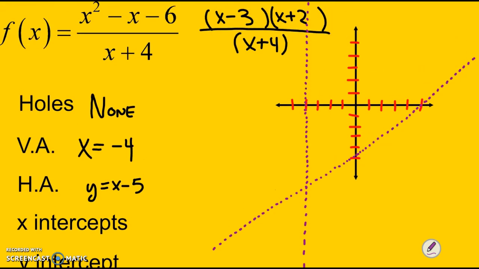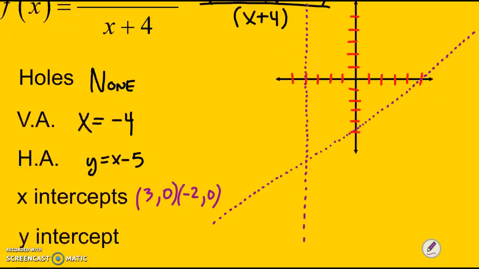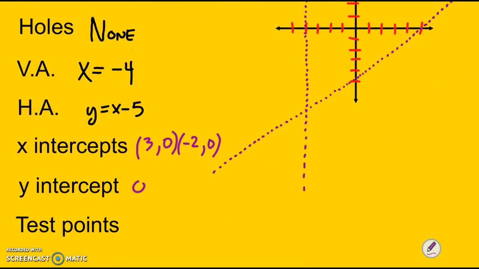Now, any x-intercepts? I have 2. I have 1 at 3 and I have 1 at -2. 3, 0, and -2, 0 are intercepts on the x. The y-intercept, when I put 0 in for x, is going to be -3 times 2, which is -6, over +4, which is -3 halves. So the y-intercept is 0, -3 halves.